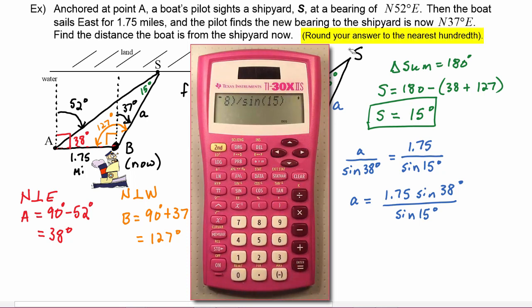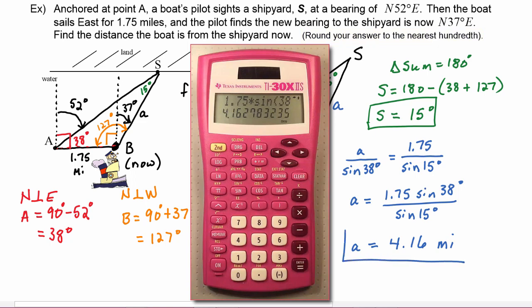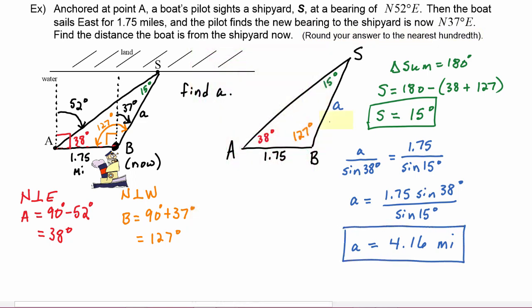And in this problem, we were being asked to round to the nearest hundredth, so we discover that A is equal to 4.16 miles. And since this was a word problem, we should state our answer in a sentence. So you could say the boat is now 4.16 miles from the shipyard.